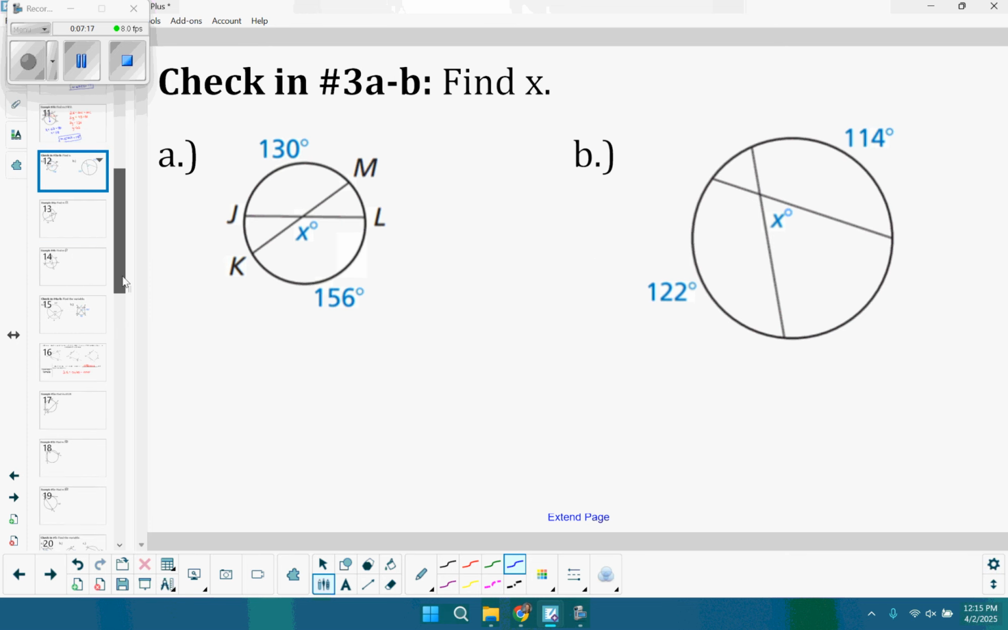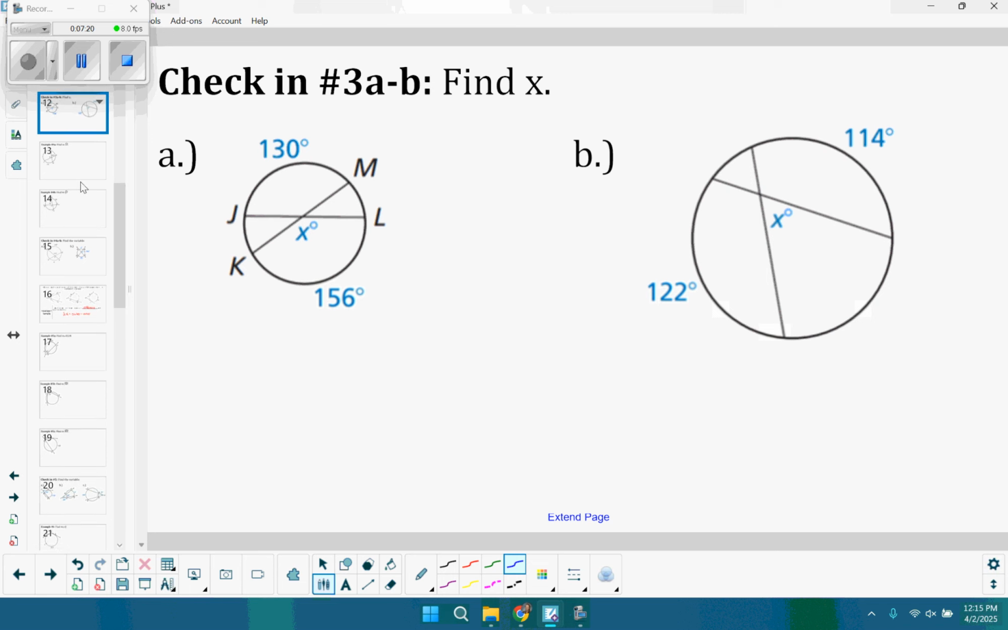Here are 2 check-ins for you to try. You can pause. Answers are posted on Google Classroom.